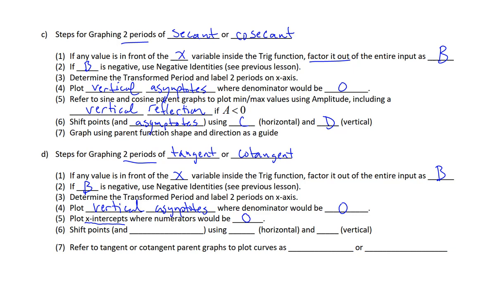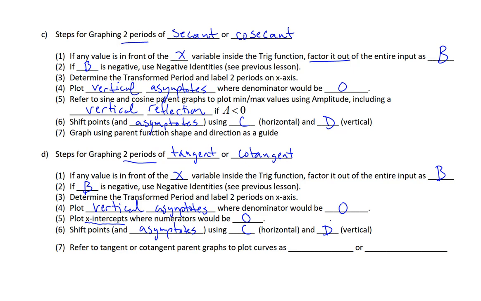Okay, so if you were paying close attention when we looked at the parent functions for all of these, tangent, cotangent, secant, cosecant, you'll recall that secant and cosecant do not intersect the x-axis. That's why this step is not listed in their transform steps. But tangent and cotangent do. So in those cases, we'll plot x-intercepts where the numerators are 0, in addition to those vertical asymptotes that we would have just plotted. And then step 6, shift points and asymptotes, just like previously, using C for horizontal and D for vertical.